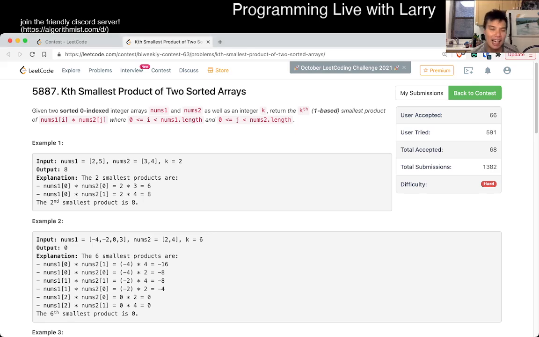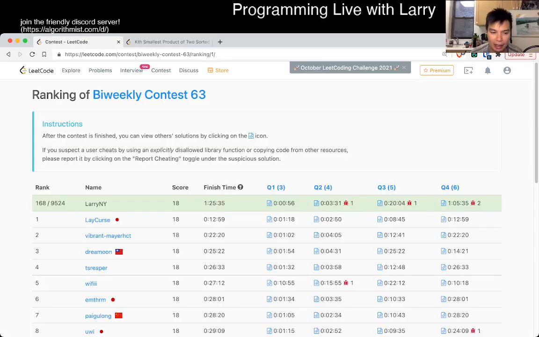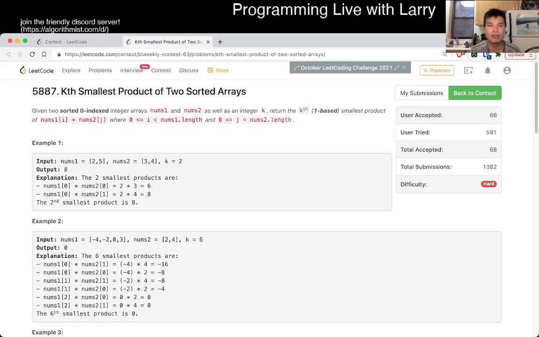Anyway, yeah, Kth smallest product of two sorted arrays. So this one was a very hard problem, though a good amount of people did end up getting it at the very end. I took a long time because I ran into a lot of issues, and just for learning purposes, I'll go over those issues later. But I will go over my algorithm, and the algorithm is basically a binary search.